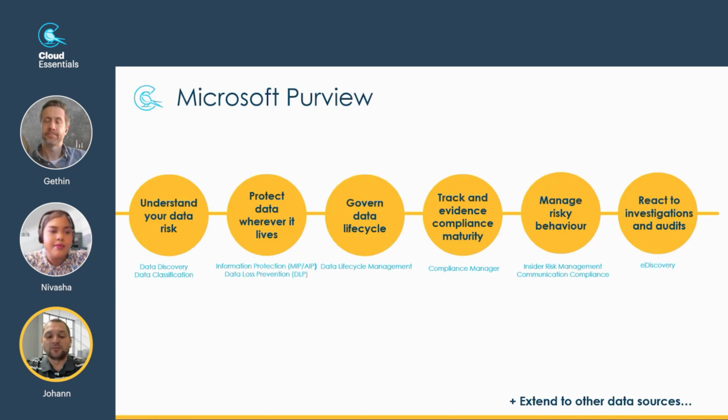Communication compliance helps organizations monitor, detect, and remediate inappropriate, sensitive, or non-compliant communications across platforms like Teams, Exchange, and third-party connectors. It supports AI-based detections with policy violations such as harassment, sensitive data sharing, or regulatory non-compliance.